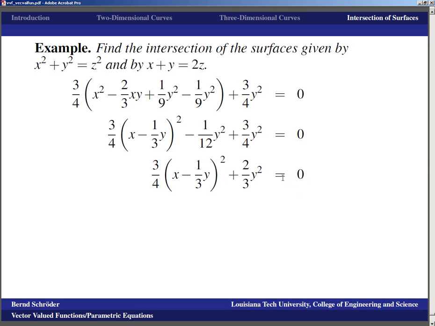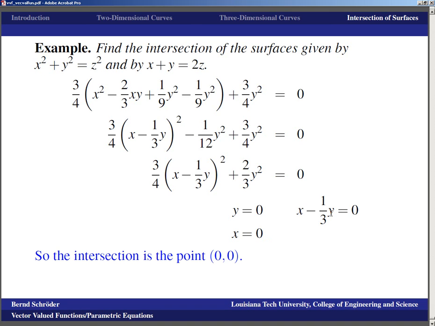So the only way this can be 0 is if either this input is 0 or this input is 0. So either y is equal to 0, or x minus 1/3 y is equal to 0. When y is equal to 0, then x is equal to 0. This can only happen when both of these are satisfied, and so y equals 0 and x minus 1/3 y equals 0 directly leads to x equals 0, so the intersection is just a single point.